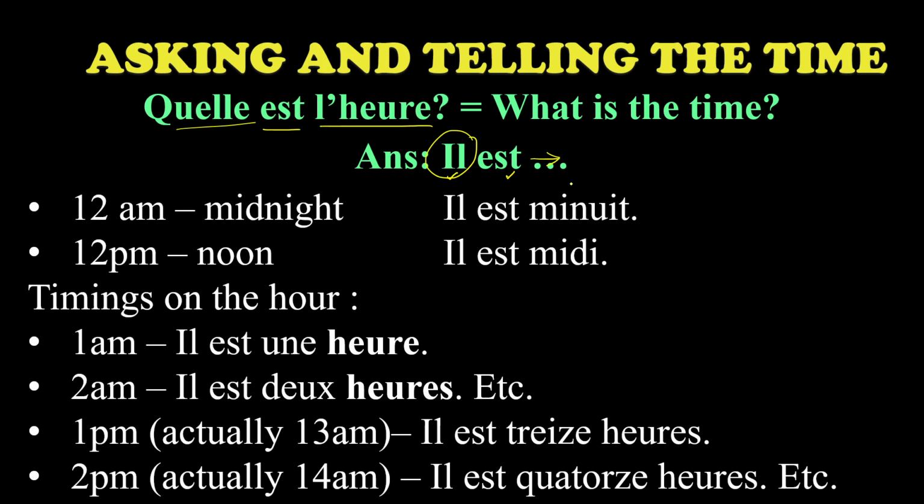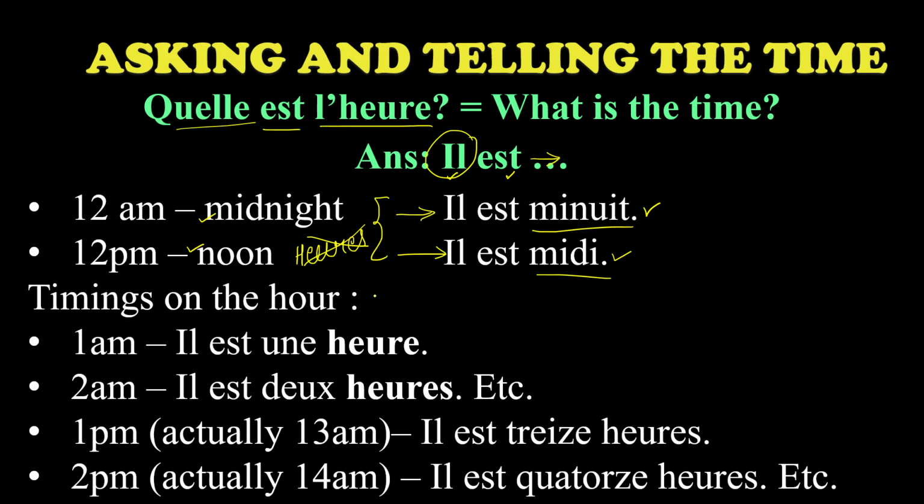So for midnight and for noon, it is fixed. You cannot change this. For midnight, you have to say il est minuit because minuit is midnight. It is fixed. This you have to learn by heart. Second one also noon. When you want to say it is noon, you have to say il est midi because midi is fixed. Remember, for these two, there is no use of heure. You don't have to write heure.